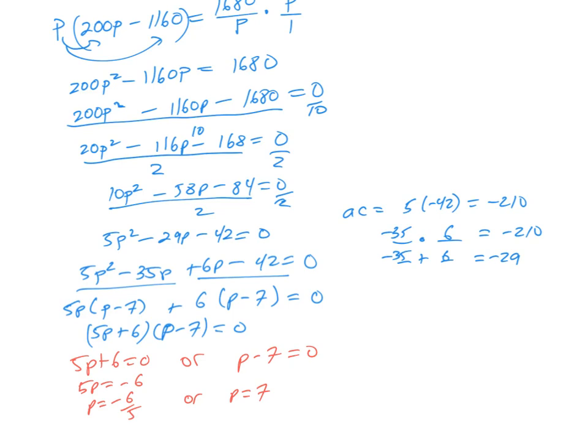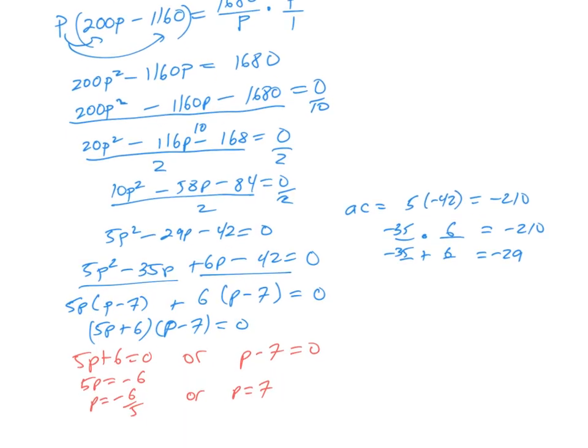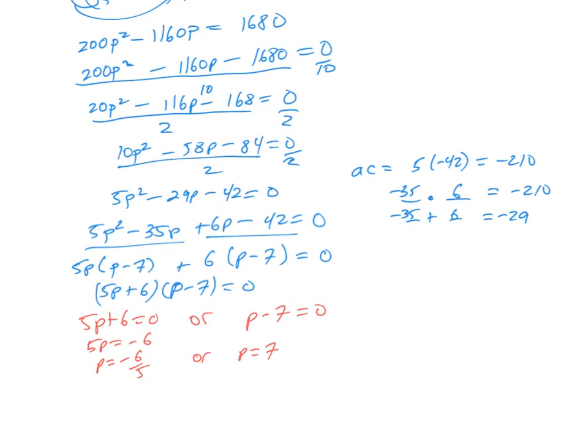If we look back at our description, we have to see if these values make sense. Remember, P is defined as the profit in thousands of dollars. If we have a negative value, that's really a loss, and that doesn't make sense. So we're going to disregard this, because this wouldn't be a profit.